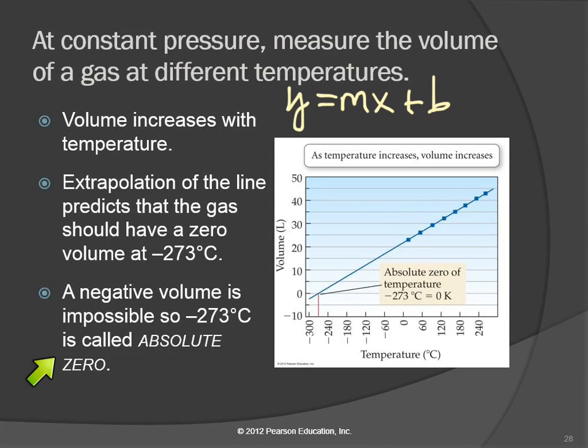Minus 273 degrees Celsius is called absolute zero. And there are scientists actively trying to achieve absolute zero, and nobody's quite gotten there. They've gotten really, really close. Less than 1 degree off, but nobody's gotten there yet.